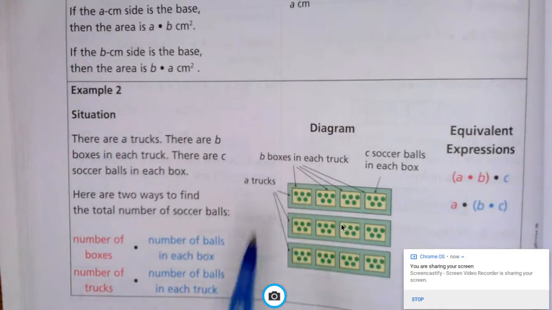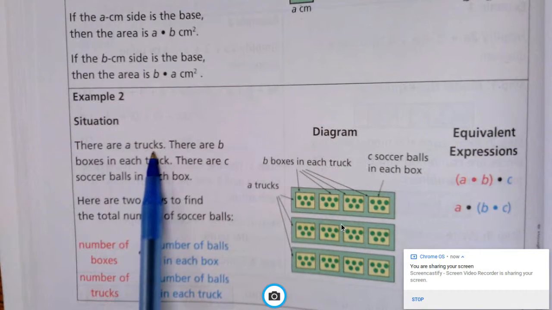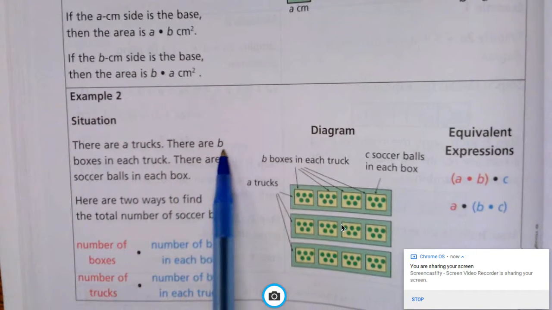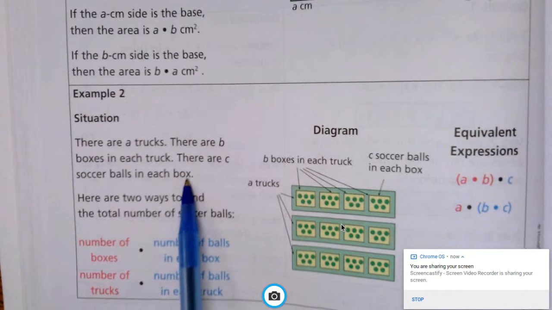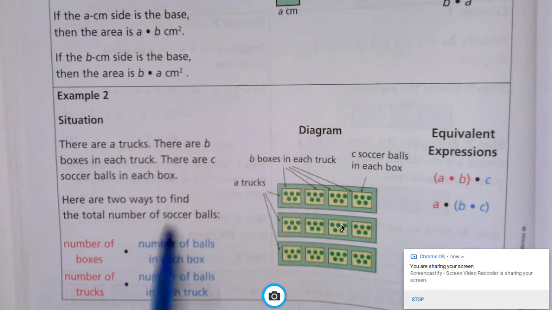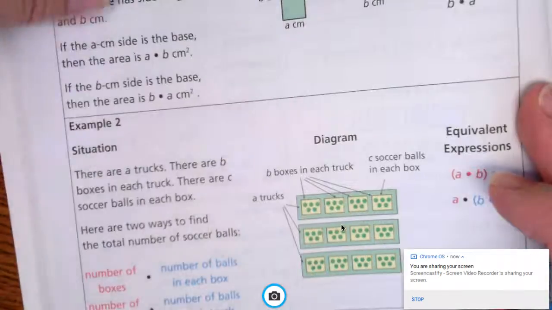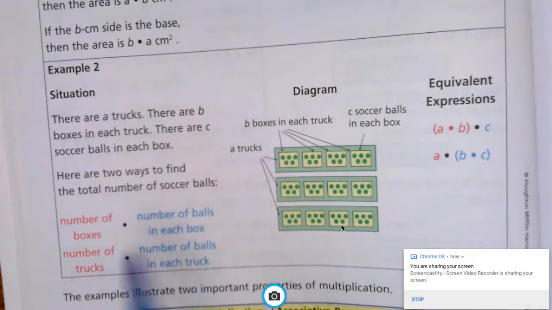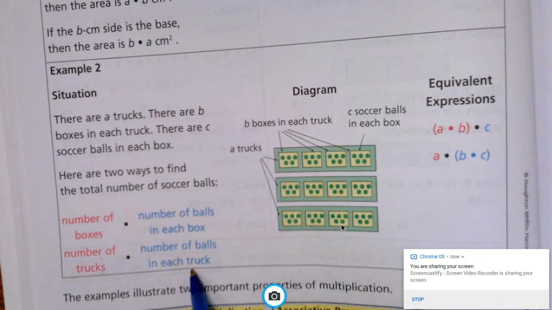For example 2, here's the situation. We have A trucks, so an unknown amount of trucks. There are B boxes in each truck. There are C soccer balls in each box. Here are 2 ways to find the total number of soccer balls, the smallest unit in the situation. We have the number of boxes times the number of balls in each box, or the number of trucks times the number of balls in each truck.